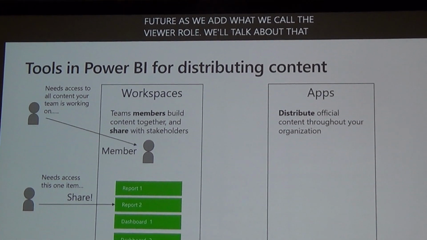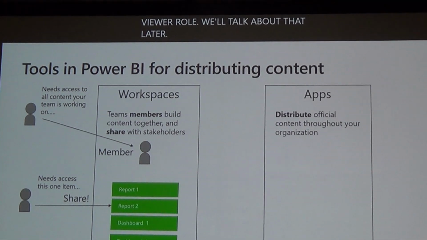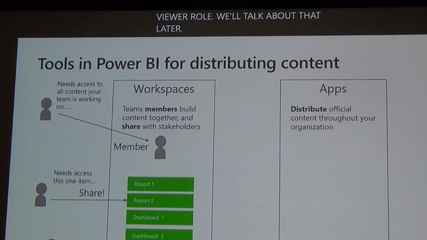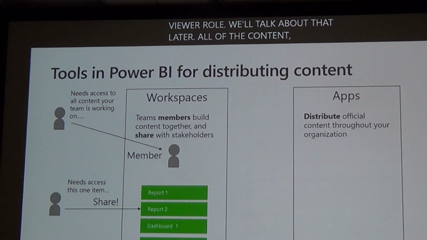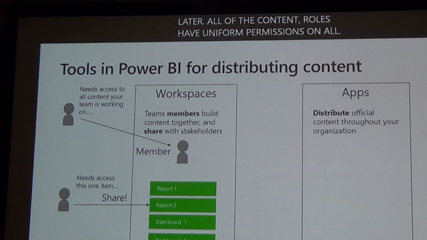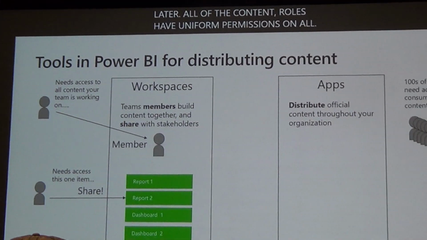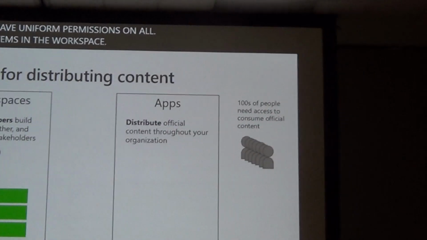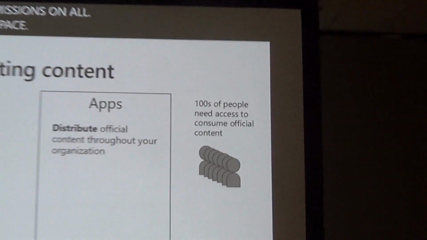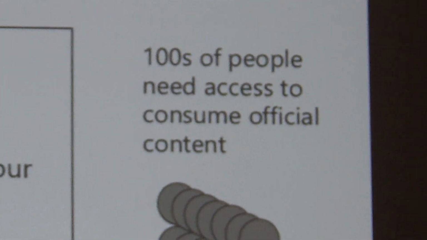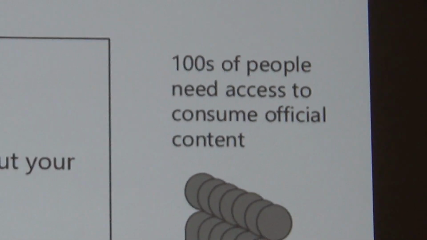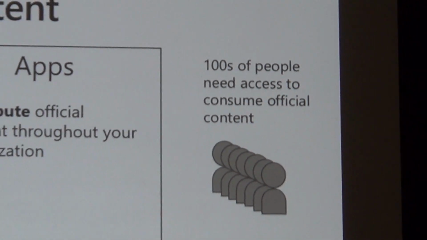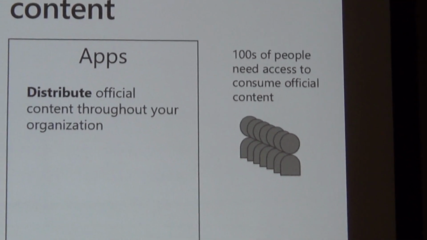And the member role, those roles have uniform permissions, so they always have the same permissions on all the items that are in that workspace. It makes it really easy to manage that content at scale. But now what happens when I have 18,000 sales reps and they all need access to their yearly review report that says, did they attain their quota? Well, I'm not going to give 18,000 people access to that workspace. Like, they would get lost.